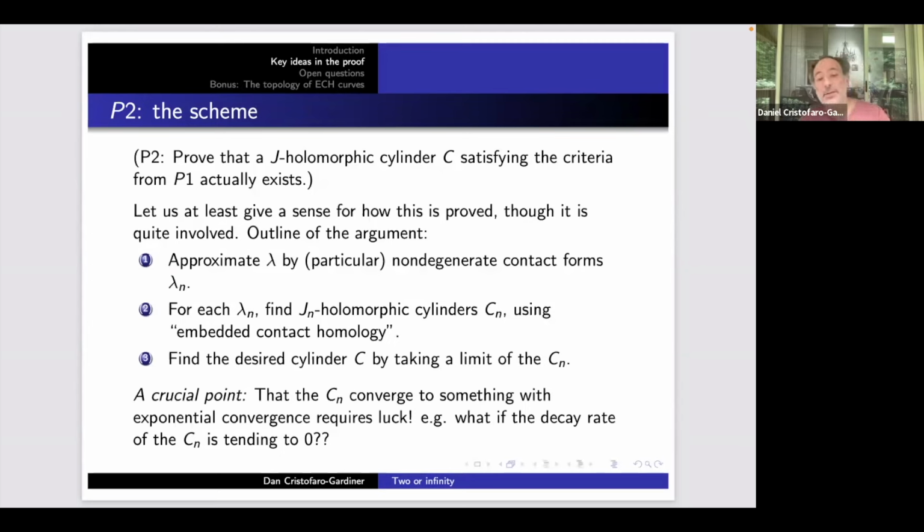In other words, certainly each C_n, it's not hard to guarantee that it's converging exponentially fast to a Reeb orbit at its ends, but the speed at which it's converging could be going to 0. And then I could definitely be losing exponential convergence in the limit, just like Sarah was worried about. And so that's a key problem that we definitely need to address. Are there any questions about the scheme or the crucial point?